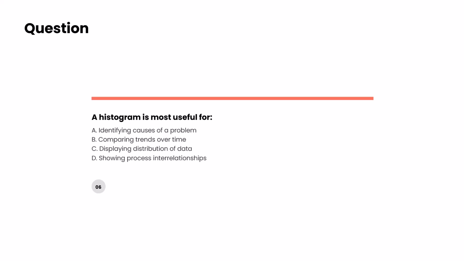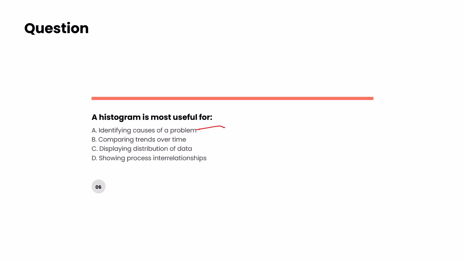Coming to question number 6. A histogram is most useful for identifying the causes of a problem. Now, if I look at identifying causes of the problem, the first thing which comes to my mind is the cause and effect diagram or the fishbone diagram.